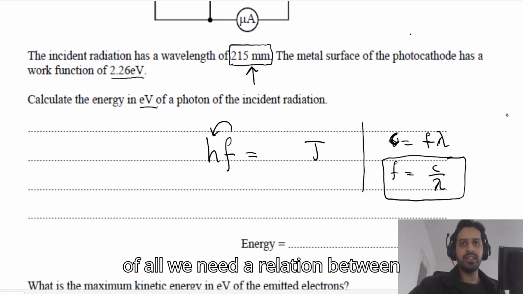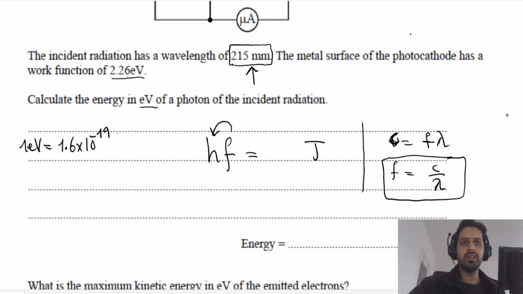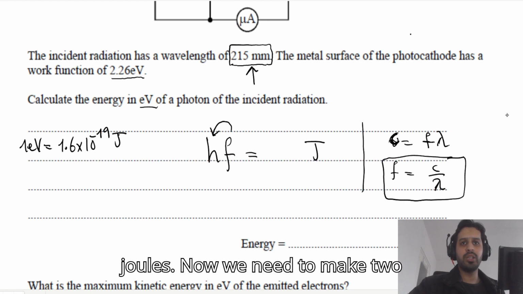First of all, we need a relation between electron volts and joules. So 1 electron volt equals 1.6 times 10 to the negative 19 joules. Now we need to make two conversion factors.